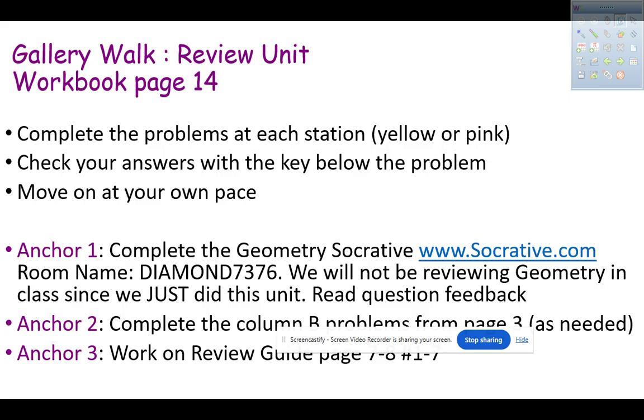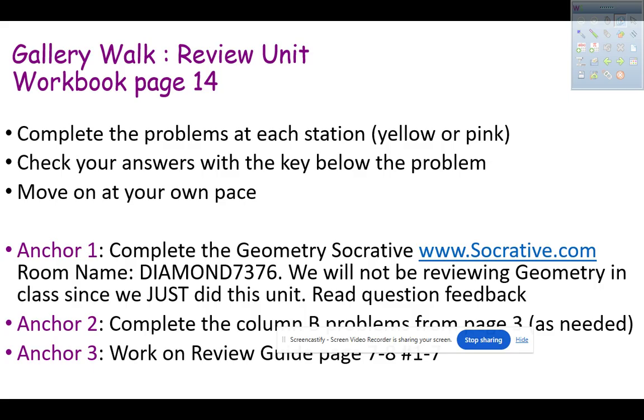If you're like, I got 100 on the geometry test, I don't need geometry review, you've got 2 other options. You can do column B from the stuff we just did together and continue to practice that old material, or you can start working on the midterm review guide, which is just paper and pencil practice for the midterm. That's here. The rest of class is independent. Does anybody have questions on the directions? They'll all be on the board too. So if I lost you anywhere, they'll be up here.